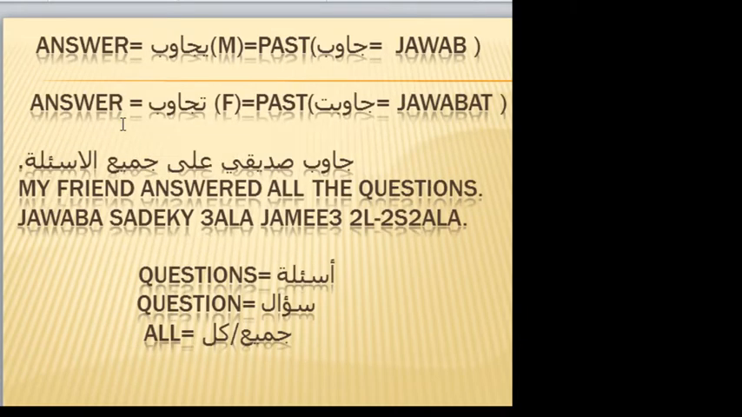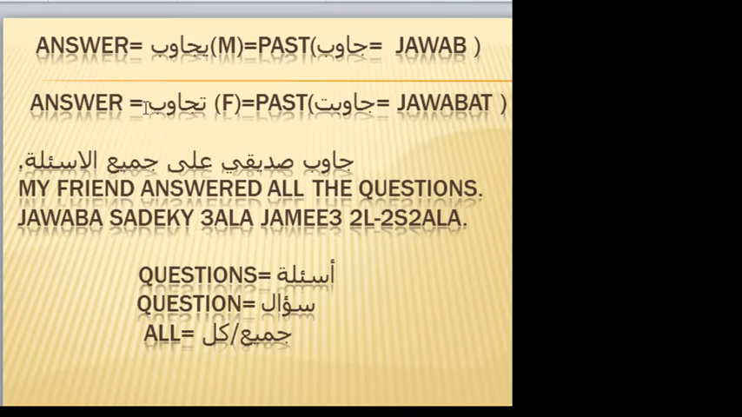Another example. Answer. Okay, answer. Answer is يجاوب. This verb is in the present tense and it is for a male. Why for a male? Because يا for males and تا for females at the beginning of any verb in the present tense. But what we do when we convert it into past tense, we omit the ياء. And for females, we put the تا at the end of the verb.